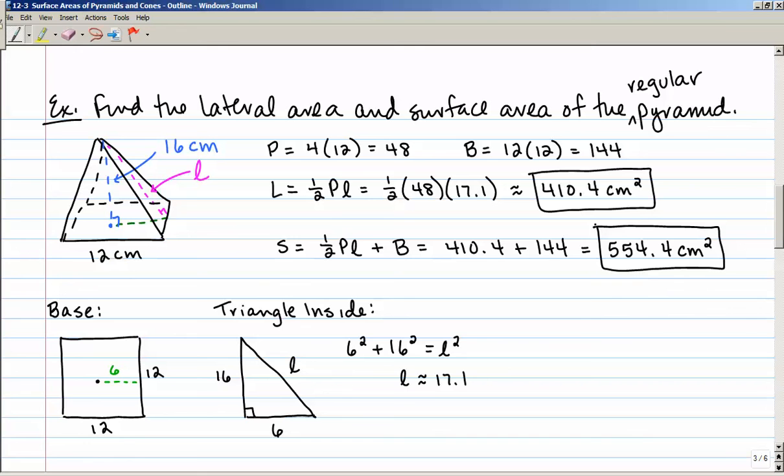One thing that can be really helpful in doing one of these is to draw your base in 2 dimensions so you can see what the perimeter is, what the area is, and then if necessary draw this triangle on the inside. Draw that in 2 dimensions so that you can find any missing lengths that you need.